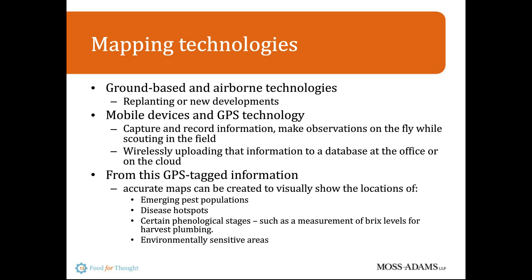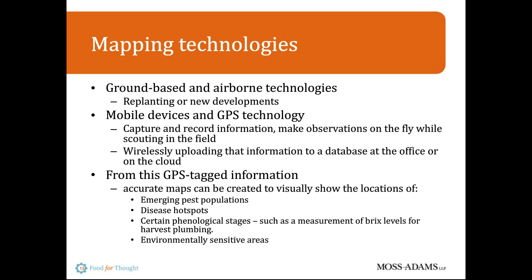Now, when you're farming an existing site, growers are using mobile devices and GPS technology to capture and record information. You can make observations on the fly while you're scouting in the field. That information can be wirelessly uploaded to the cloud, to a database in the office. And from that GPS-tagged information, you can generate really accurate maps to visually show the locations, for example, of emerging disease problems, maybe potential pest population hotspots, and even showing vines at certain phenological stages.